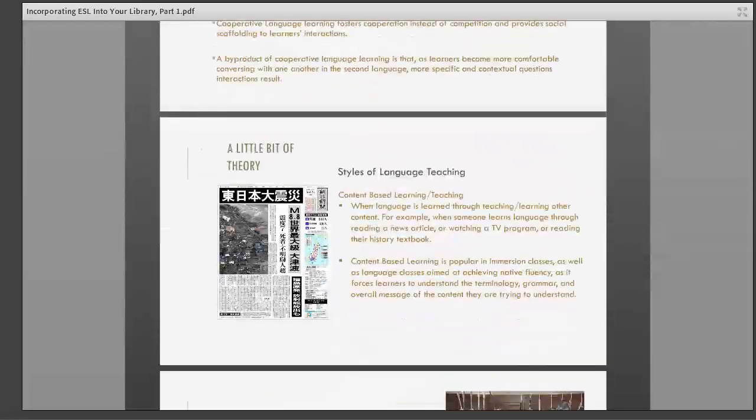So now we're going to talk about content-based learning. So this is when a language is learned through teaching or learning other content. For example, when someone learns language through reading a news article or watching a TV program or reading their history textbook. So for example, if I want to study my Japanese, content-based learning would be me taking an article, like the one you see on the left, and trying to read it.